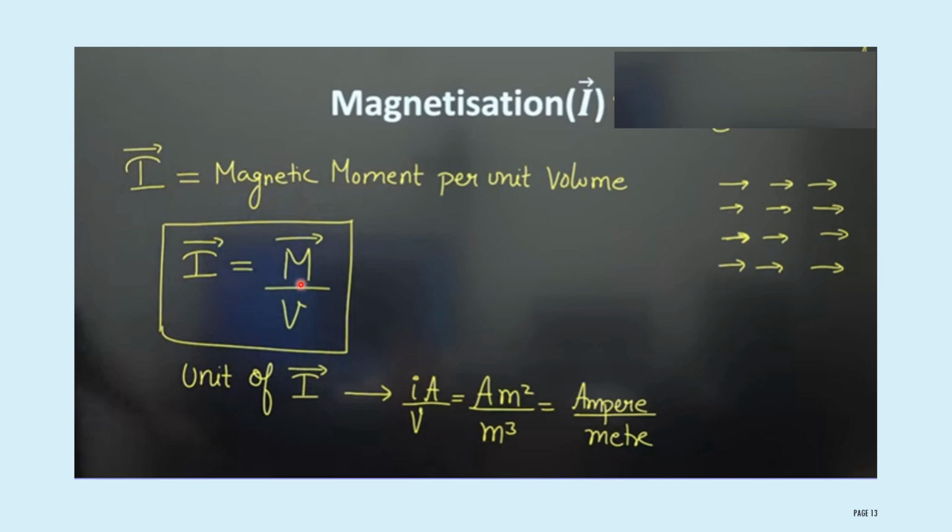Then you know magnetic moment is given by the formula I into A, then divided by V. The SI unit of current I is ampere, the SI unit of area is meter squared, and the SI unit for volume is meter cubed. One meter will cancel. Then the SI unit of magnetization will be equal to ampere per meter.